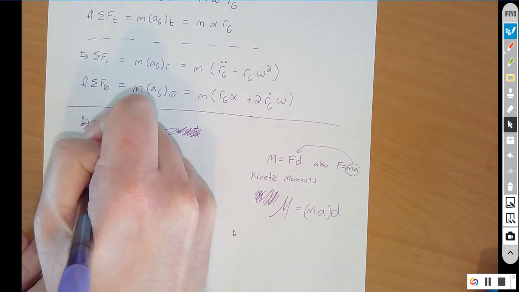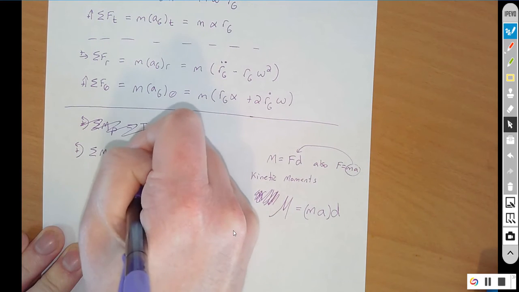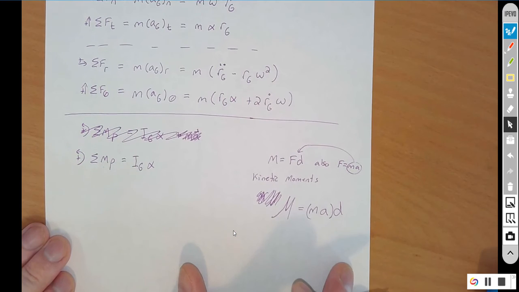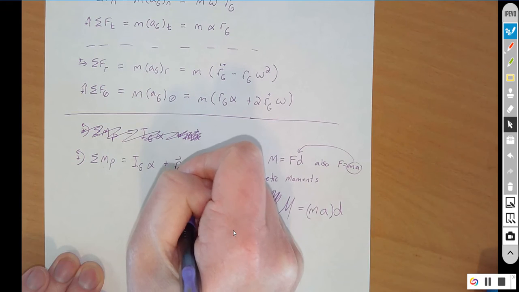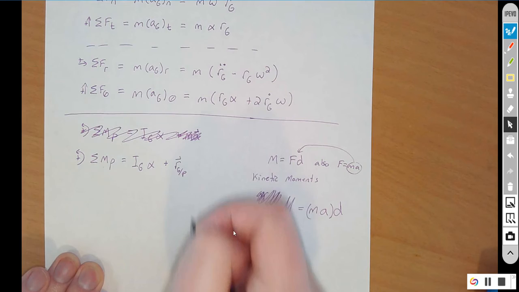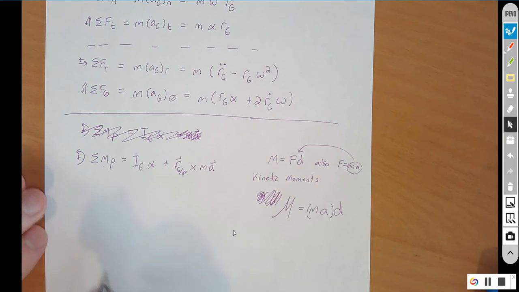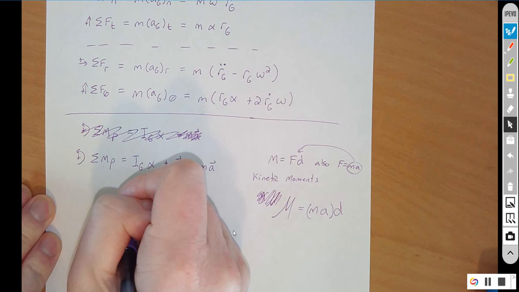So the sum of moments about any point P is IG alpha, sorry about the screen freezing there, plus the R vector, the vector to G from P, crossed with our mass accelerations. Generally we want to scalarize this for right now, so we can write this as a scalar this way.